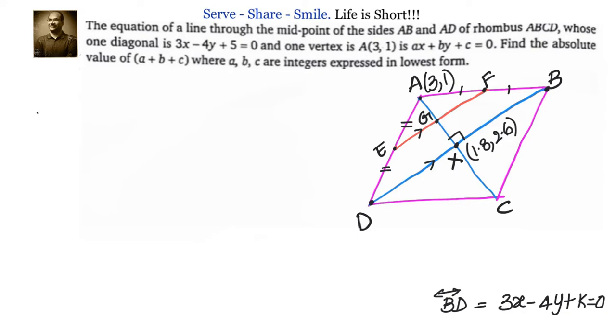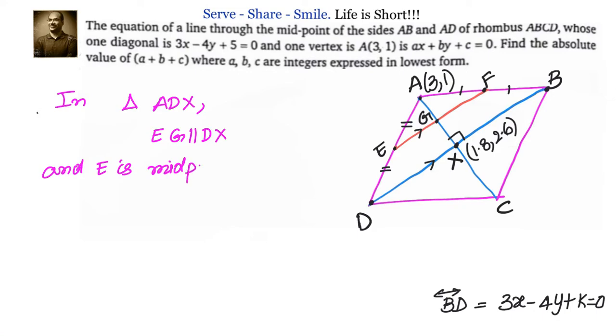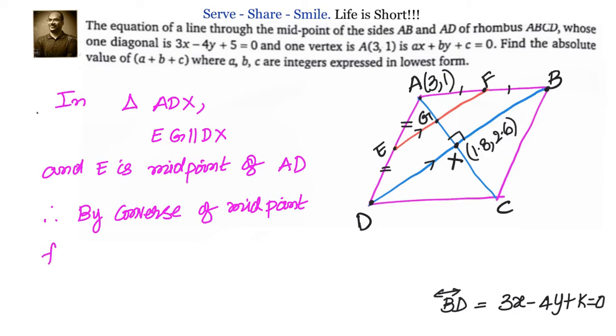Now if we consider the triangle ADX, we know E is the midpoint of AD and we know EF is parallel to BD. So by the converse of the midpoint theorem, we will have G as the midpoint of AX. We can use either the midpoint theorem or the converse of BPT. So we get G as the midpoint of A and X.